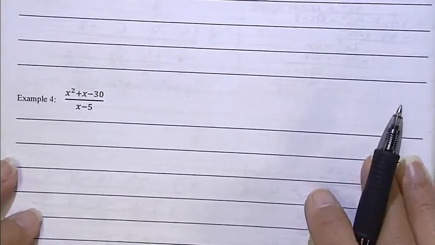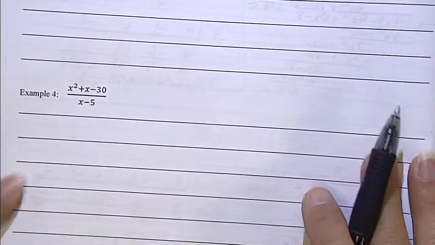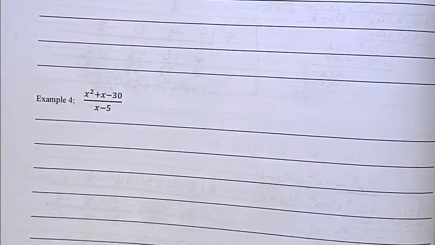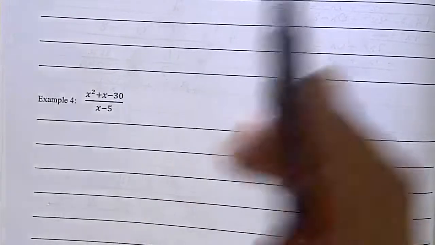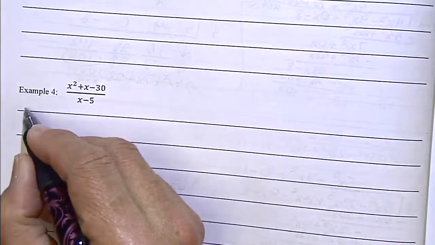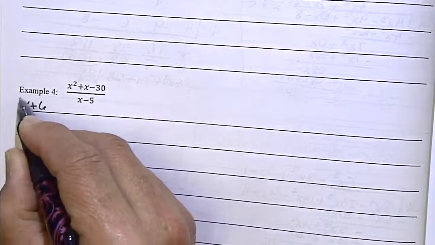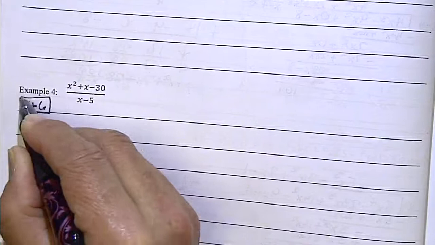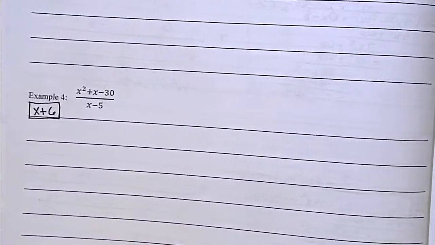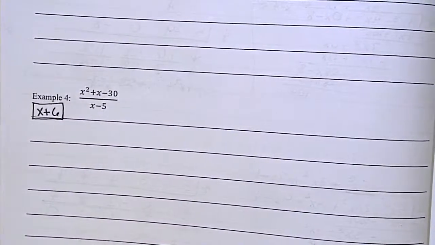All right, do this one. It's not hard. Do it either way you want to. It's already in the right order. It's got all its pieces, right? This is an easy one. You should be able to get to the answer quickly. And I'm just going to go ahead and tell you the answer to this one is x plus 6. Do the division any way you want to.